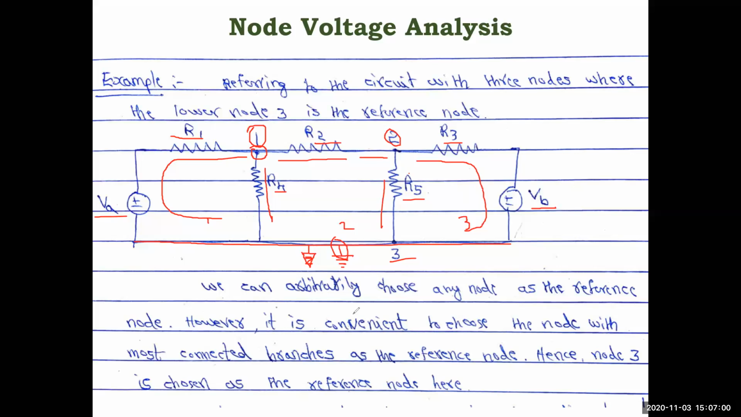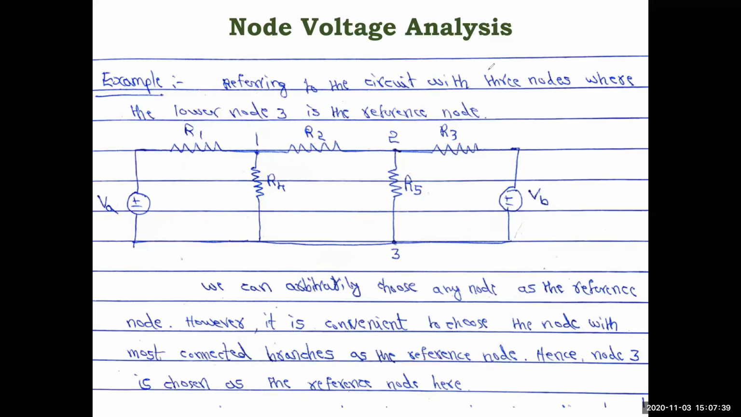So we can arbitrarily choose any node as the reference node. However, it is convenient to choose the node with the most connected branches as the reference node. You have to remember this. Why have I taken node 3 as the reference node? Because all these branches are connected to this. One is connected here, this branch is also connected, then this branch is connected, and this branch is connected. So the majority of the branches are connected to this one. That's why this is kept at ground potential. Hence node 3 is chosen as the reference node in this example. Hope it is clear.